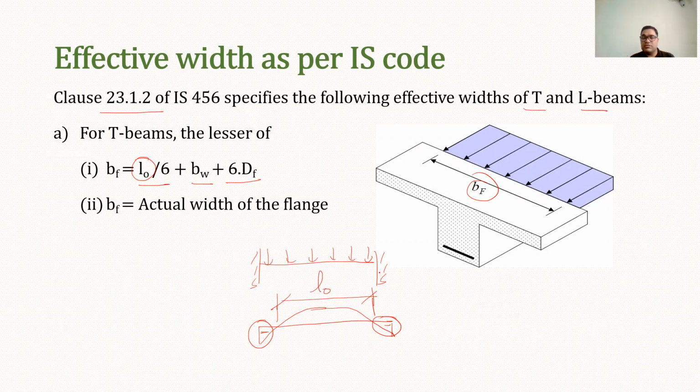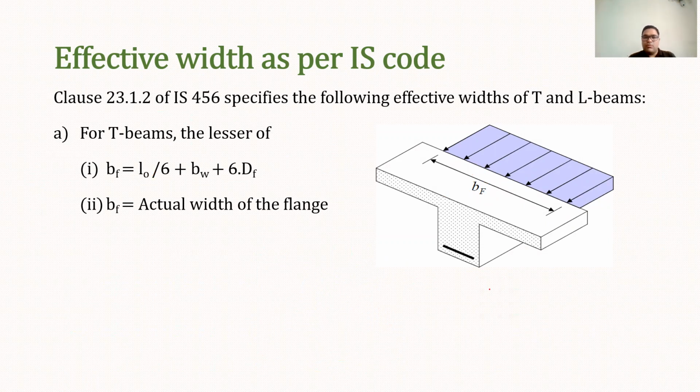So L naught is generally taken as 0.7 times the effective span. If this whole span is L effective, then 0.7 times L effective is considered as L naught. Now what is BW? BW is the width of web. This region is called web, and the width is called BW. Then DF is the thickness of flange.